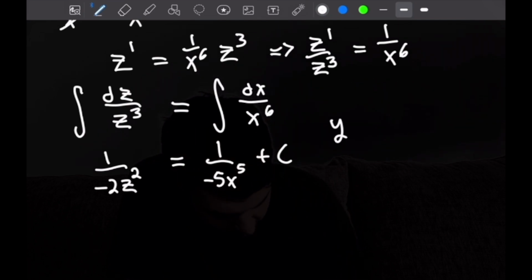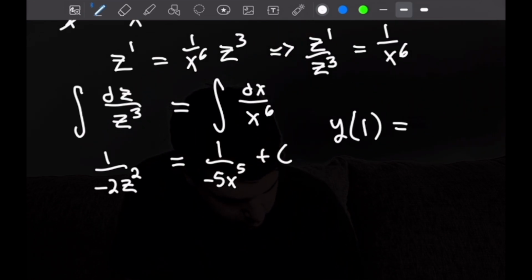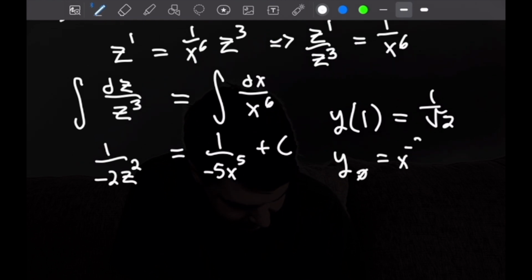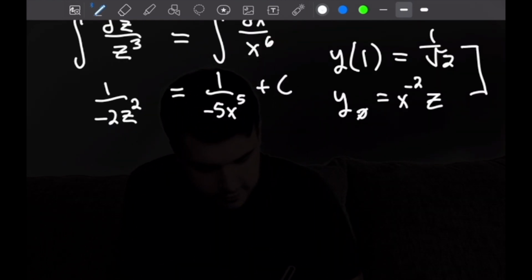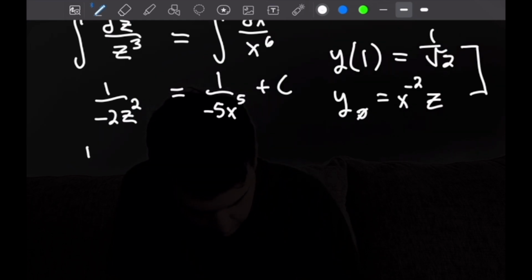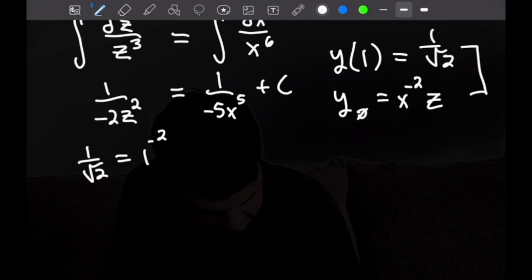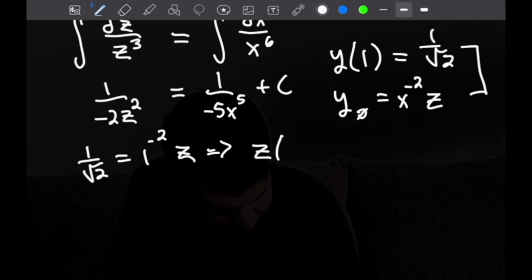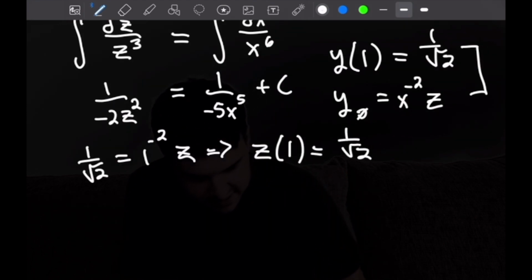So if you recall, y of 1 is equal to 1 over the square root of 2. And we made the following substitution for y. Y naught is equal to x to the -2 times z. We're going to use these two equations to see what the value of z will be with this initial condition. So we will have that 1 over the square root of 2 is equal to 1 to the -2nd power times z. But that, of course, means that z of 1 is also equal to 1 over the square root of 2. So let's go ahead and make that substitution here.